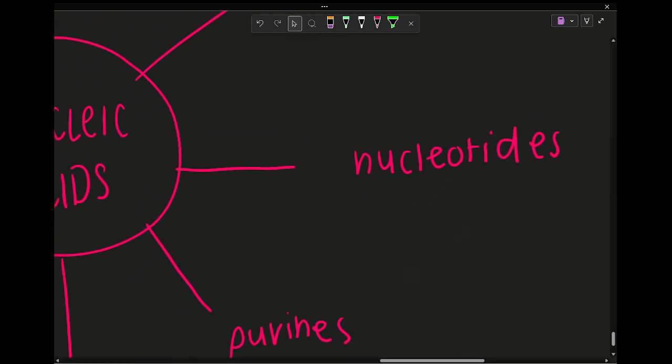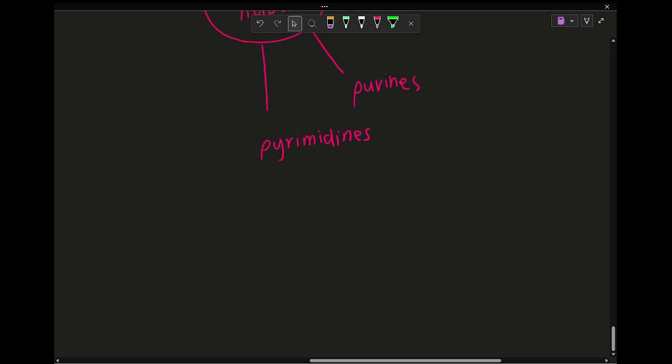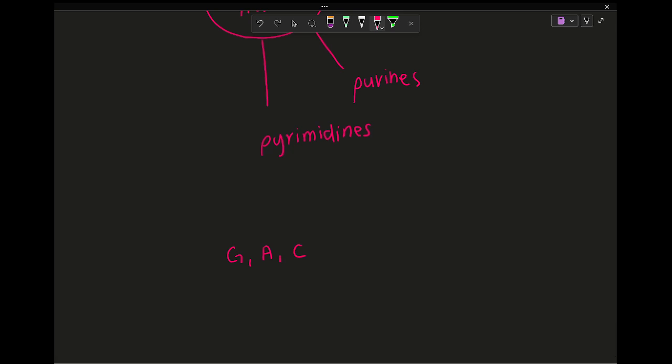Let's move on to the types of nitrogenous base that exist. DNA and RNA have one difference within their nitrogenous bases. They each have these three: guanine, adenine, and cytosine. But the last one is different depending on if it's DNA or RNA. DNA has thymine and RNA has uracil.